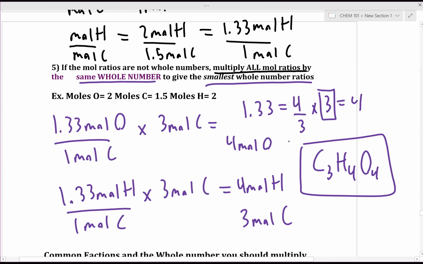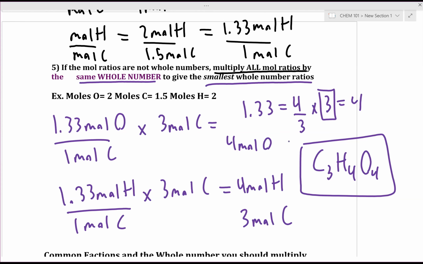You write your mole ratios, you take a look at your decimal, you convert your decimal into a fraction, and then you find a whole number, in this case 3, that you multiply all of your mole ratios by to give you whole numbers. Yes. So 1.33 matches the fraction of 4/3. So if we want to convert this fraction into a whole number, we need to multiply by the denominator.